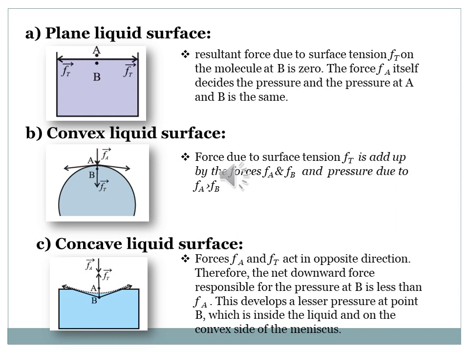So this is all about excess pressure across the free surface of a liquid. In case of plane, PA is equal to PB. In case of convex, PA is greater than PB. And in case of concave, PA is less than PB. Same for F, because P is nothing but F upon A. So they are directly proportional to each other. So as the force increases, pressure also increases. Alright, so this is nothing but excess pressure.